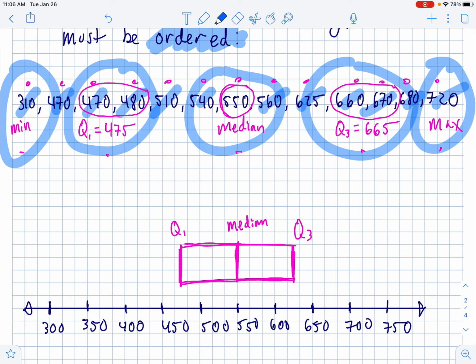Now, the min and the max, we will put as little whiskers on the end. So let me see, 310, I'm going to have to estimate, is probably around here. Put a whisker, connect it to the box. And then 720 is the max, and that's like around here-ish. We put another dot here. Remember that each of these chunks is 25% of the data, so it's like 25, 25, 25, 25. It's split up into quartiles is another way to say that.